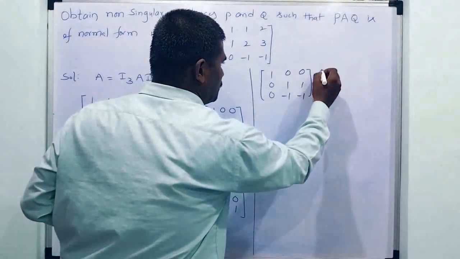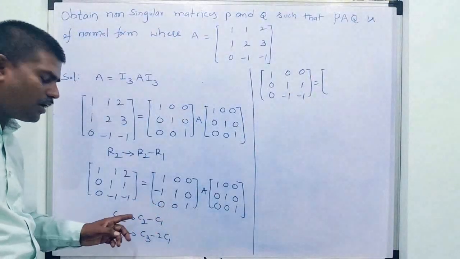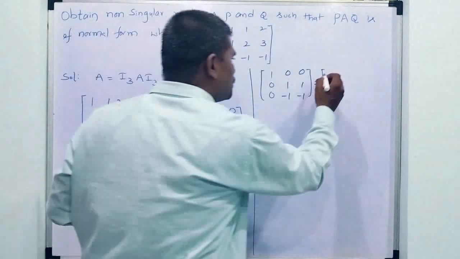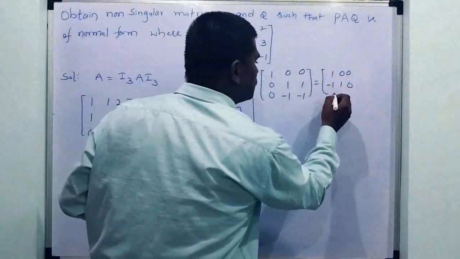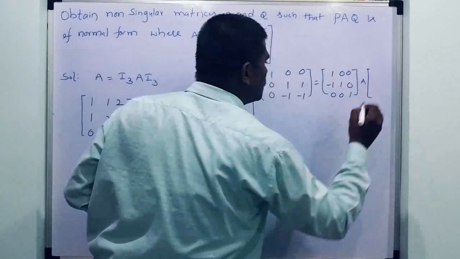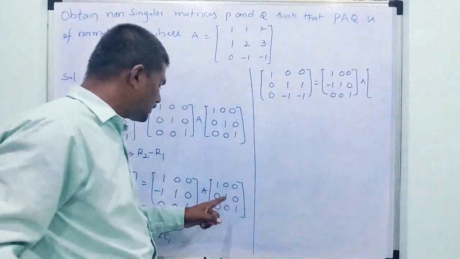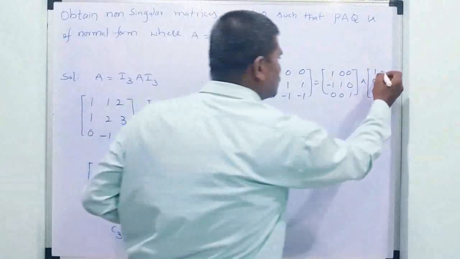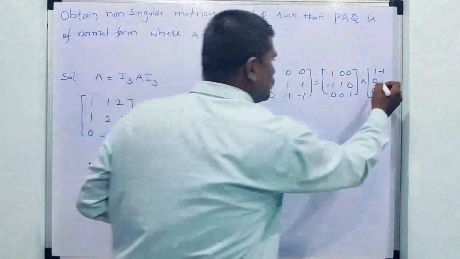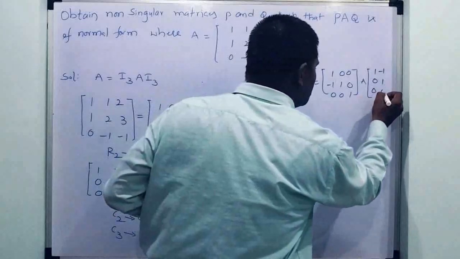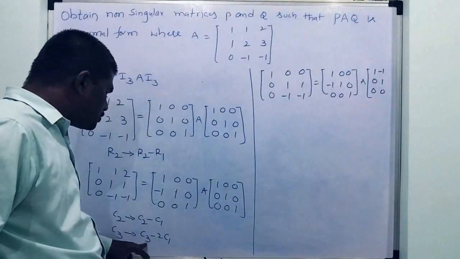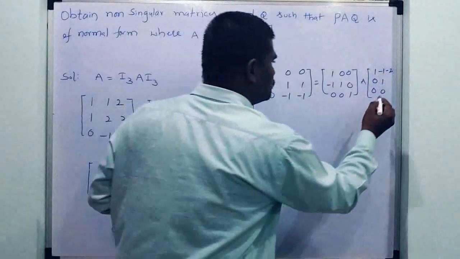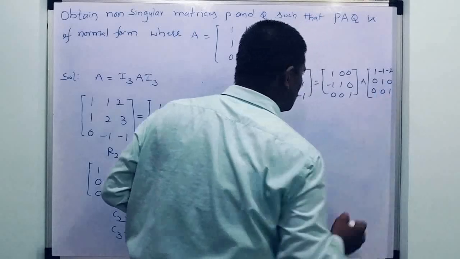That is equal to no change in the prefactor because you have applied elementary column operations. 1 0 0, minus 1 1 0, 0 0 1, into A, into the same column operations must be applied on the post factor. No change in the first column, 1 0 0. C2 minus C1: 0 minus 1, minus 1, 1 minus 0, 1, 0 minus 0, 0. And C3 tends to C3 minus 2C1: minus 2, 0 minus 0, 0, 1 minus 0, 1.